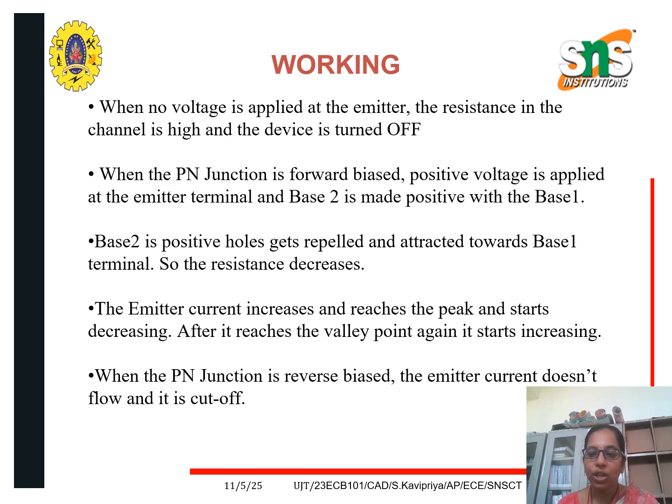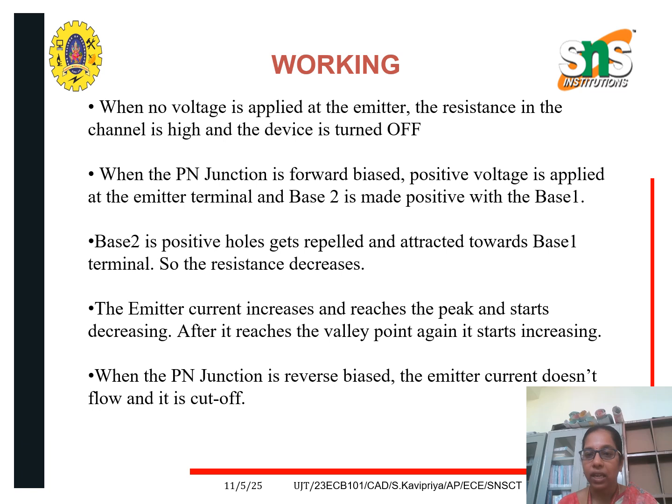When the PN junction is forward biased, a positive voltage is applied at the emitter terminal, base B2 is made positive and base B1 is made negative. Since the majority charge carriers in P-type material are holes, and base B2 is positively charged, holes will be repelled by base B2 and attracted by base B1.